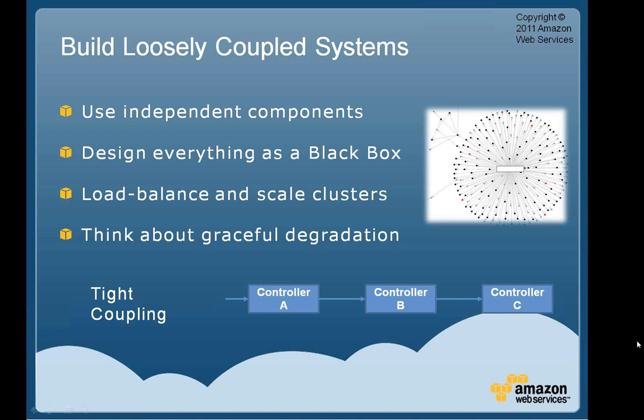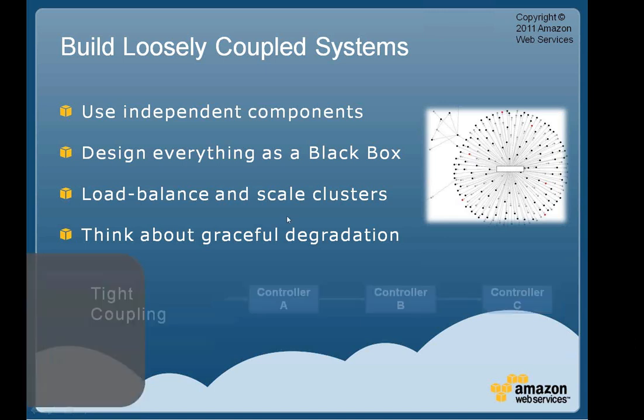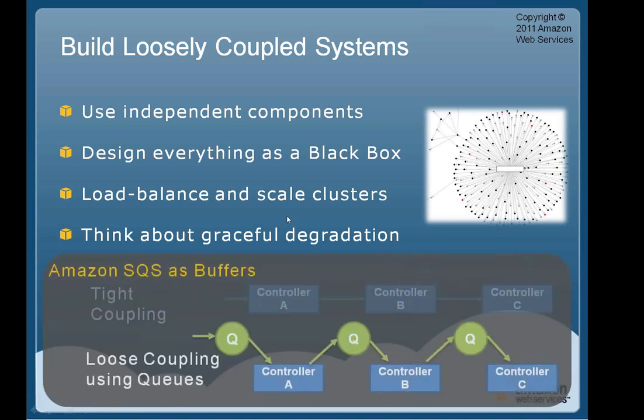All right. At the very bottom, there is also an example of tight coupling, and what I want to introduce here is an example where SQS, the Simple Queue Service, could be helpful. In the tight coupling example here, we have controller A, B, and C, and they all directly speak to each other. If there is a failure with any of the controllers, let's say controller B goes down, controller A can no longer function because it can't reach controller B. And controller C also is not working because nothing is talking to it.